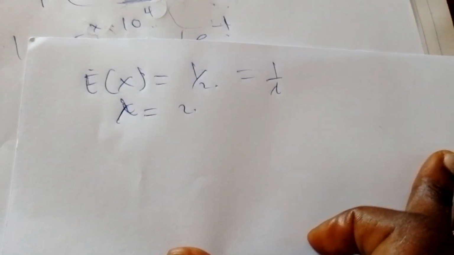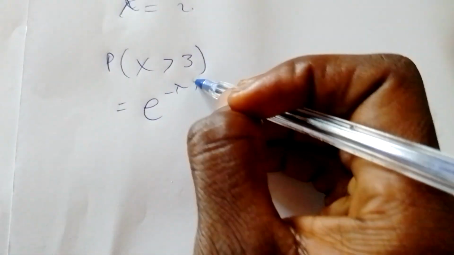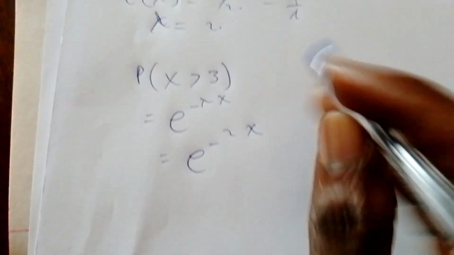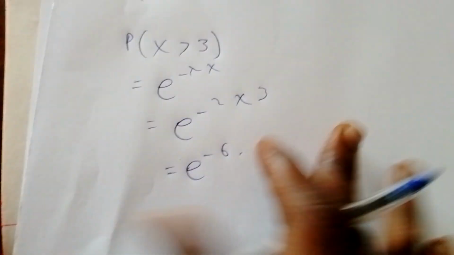Okay, we know lambda is 2. Now that lambda is 2, what can we do? We can go ahead and find the probability that x is greater than 3. If x is greater than 3, that's e power negative lambda x, which is e power negative 2 times 3. So that's e power negative 6. You can find the number for that.